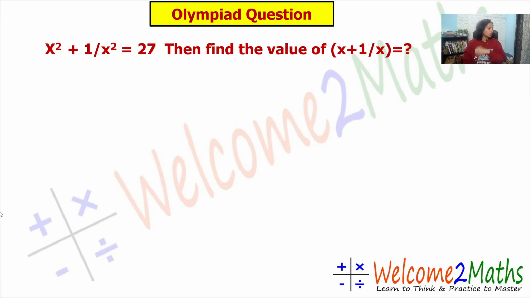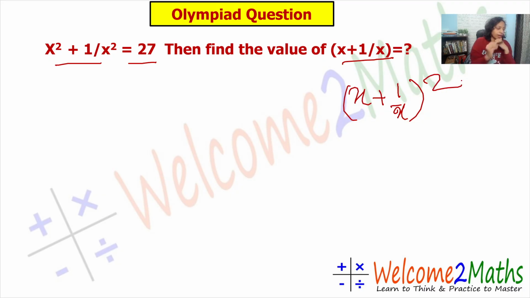Okay, so our question today is: x square plus 1 by x square is equal to 27. We have to find the value of x plus 1 by x. So how do we find this? We can do one thing: take (x plus 1 by x) whole square. Why? Because you know that (x plus 1 by x) whole square is like (a plus b) whole square, and whenever we expand it, it is going to be a square plus 2ab plus b square.